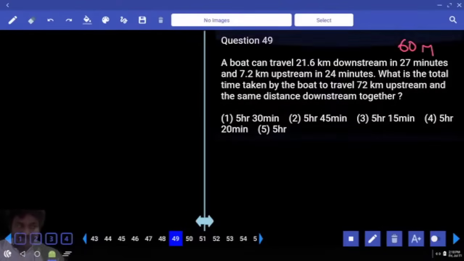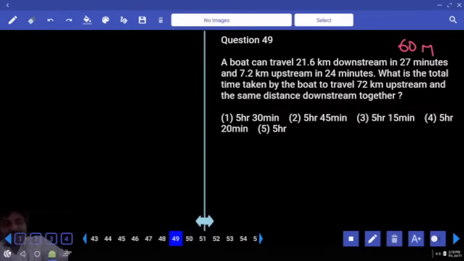Convert into 60 minutes. Using 27, how do you get 60? Divide it by 9 into 20. Again, to this number you have to divide it by 9 into 20. You'll get the downstream speed. Yes?